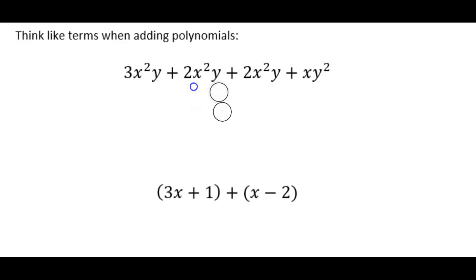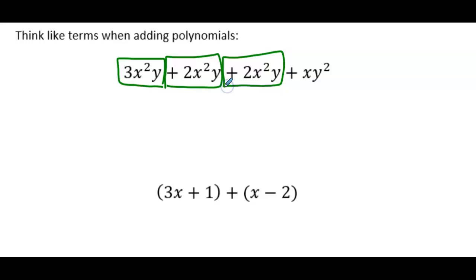Here I have an x squared times y. Oh, I have another x squared times y. So all 3 of these are like terms. So when I add these together, I can do that just like if they were like terms. So what I want to do is lump them together, and then add my coefficients, okay? So I get 3x squared y plus 2x squared y plus 2x squared y.